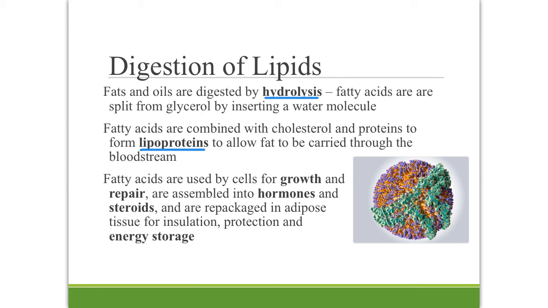Fatty acids are used by cells for growing and repairing essential structures. Remember, they're an important part of the cell membrane. Fats can then be assembled into hormones or steroids or repackaged in adipose tissue, which is fatty tissue in the body, for the insulation of body parts, for protection, as I mentioned, your eyes, and also for long-term energy storage.